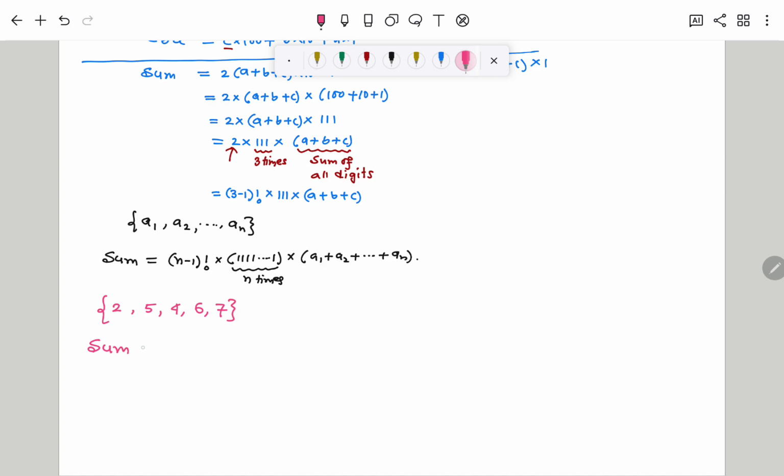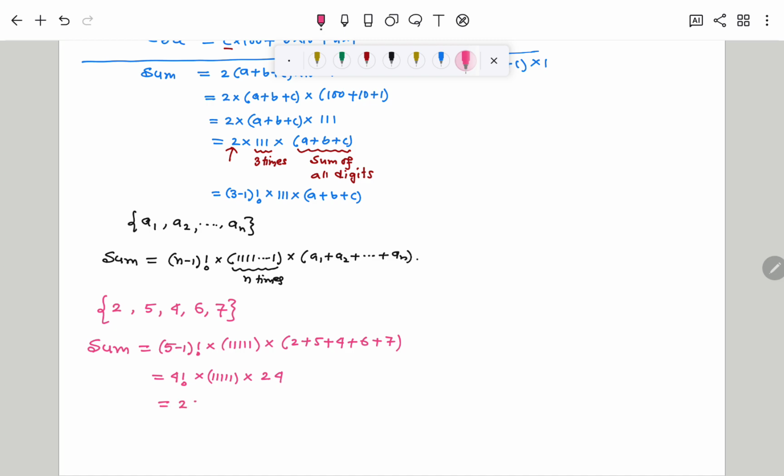So the sum will be what? Since we have a total of 5 digits, we have to take 5 minus 1 factorial into 1 1 1 1 1, 5 ones, into the total sum, which is 2 plus 5 plus 4 plus 6 plus 7. If we put this in our calculator, we should get 4 factorial into 1 1 1 1 1 into the sum, and 2 plus 5 plus 4 plus 6 plus 7 is 24.